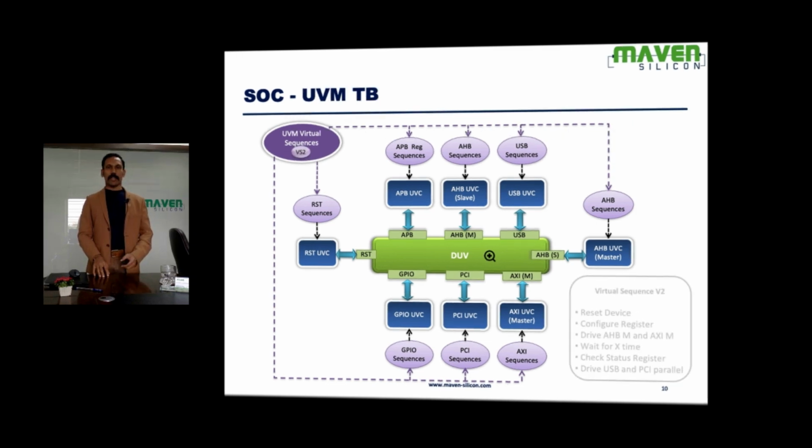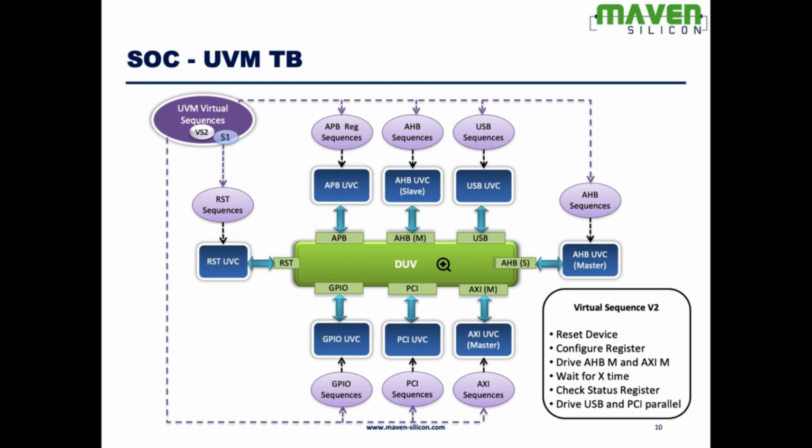Now let's look at another scenario. So here I reset the device. I configure the registers. Now it's configuring the registers. Now I can think of driving two interfaces in parallel. One is AHB, the other one is AXI. And then I want to wait for some time.